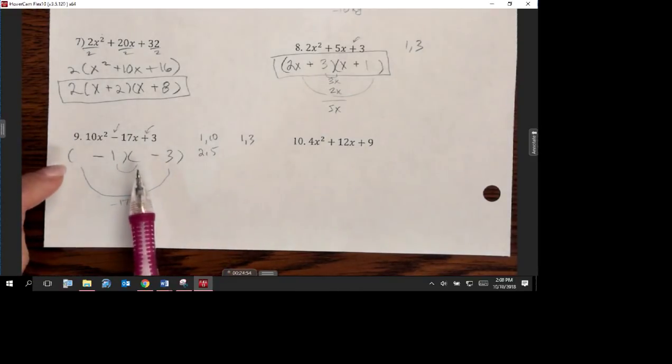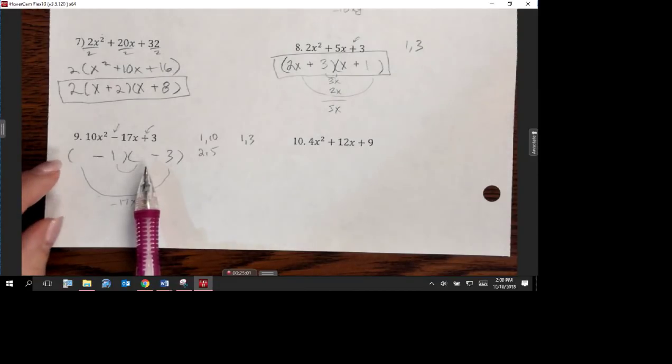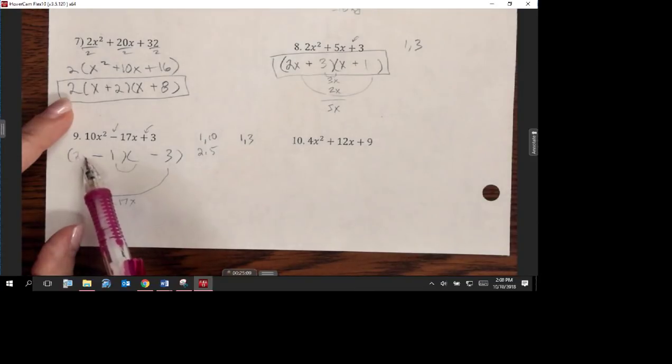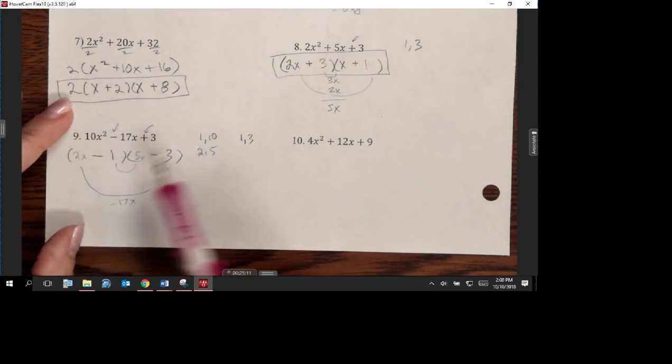So do you think I'm going to use 1 and 10 or 2 and 5? Just guess. We're guessing. 1 and 10? Or 2 and 5? Okay, I can't hear you. Somebody else look it up. All right, here's a lot of 2 and 5. So I'm going to put 2x and 5x here. I don't know if they're in the right spot.